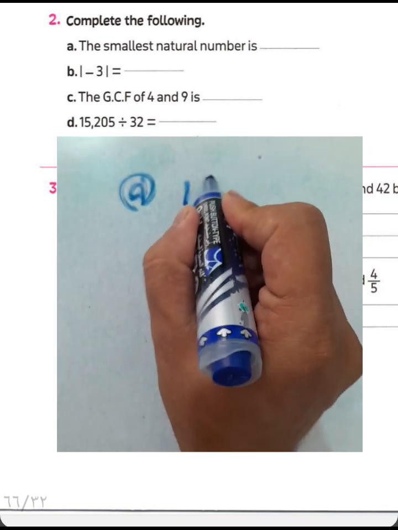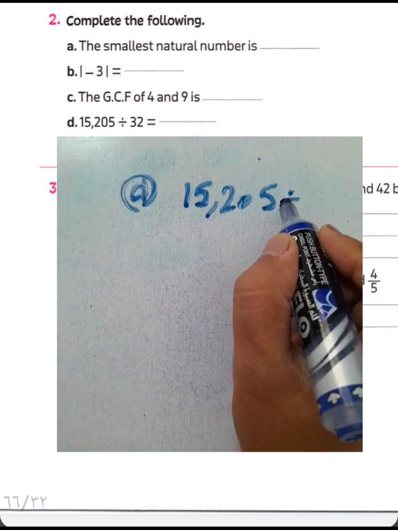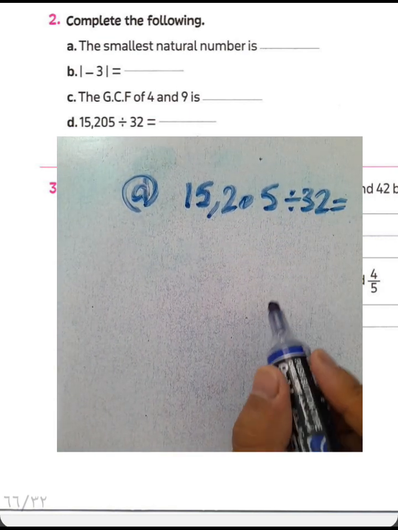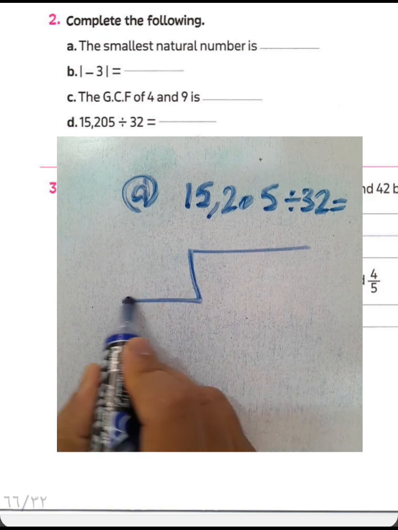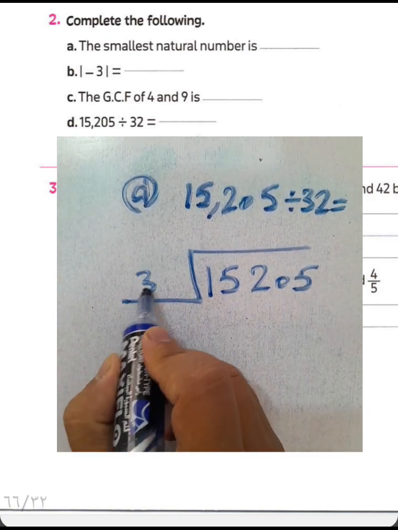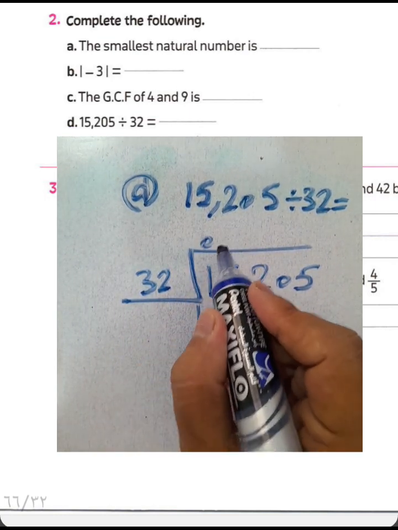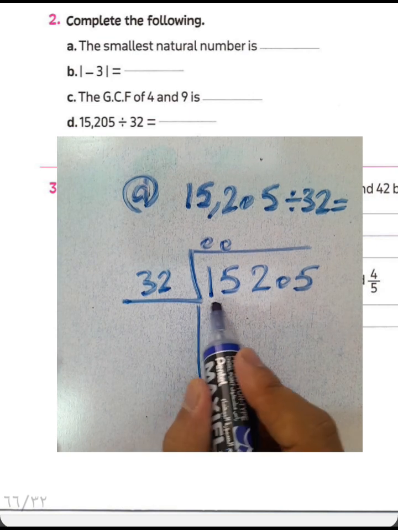Letter D. 15,205 divided by 32. We can use long division here. 1 divided by 32, we can't do it. 15 divided by 32, we can't do it because it's smaller.